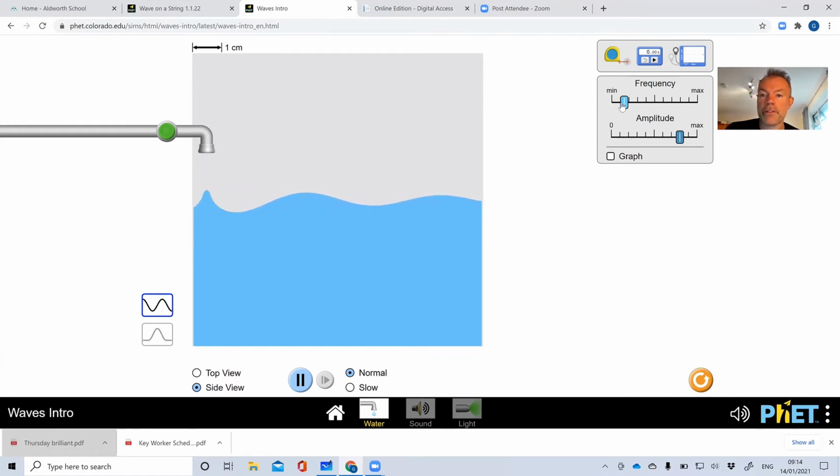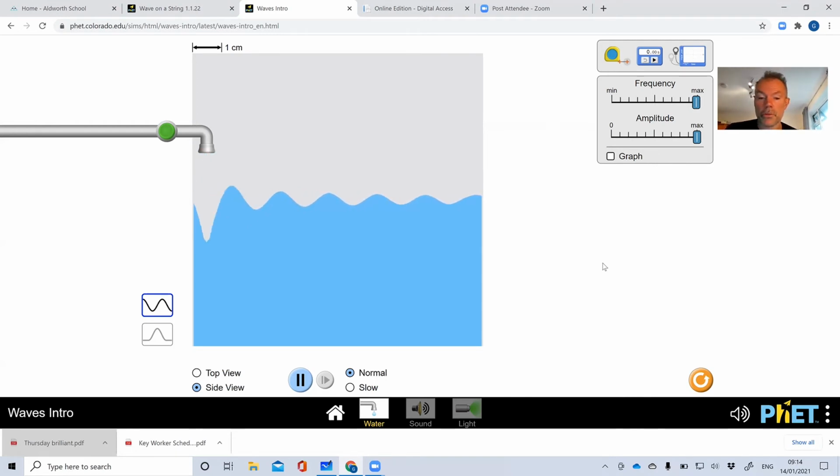What about the amplitude? Let's turn the amplitude down. Well, look how the distance from the flat water to the crest, or the flat water to the trough, is less. Look, big amplitude. Oh, look at that. Look at the distance between where the water's flat and the crest or the trough. Big. So look, that's the biggest wave. That's the biggest amplitude, highest frequency. There you go. They're independent of each other.